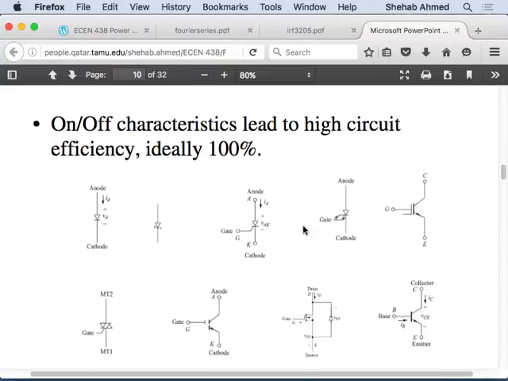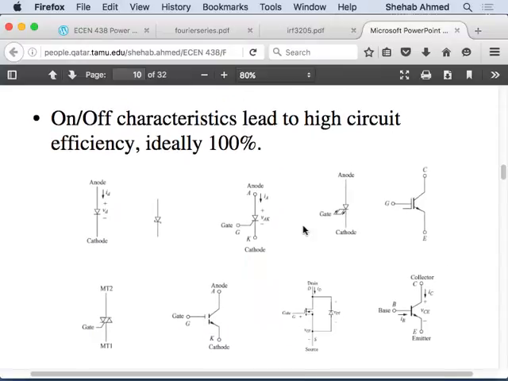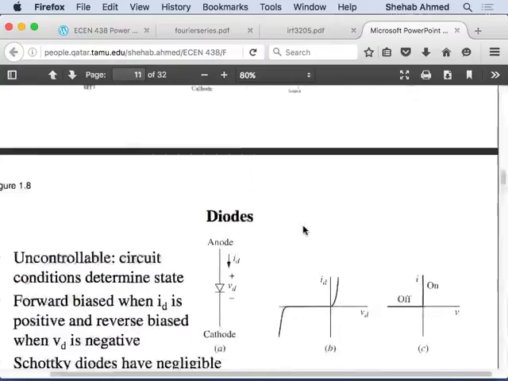We will operate all of these devices in cutoff and saturation, or triode, depending on the type of device technology. All of them will be operated the same way. So we will talk about a few devices that are important.